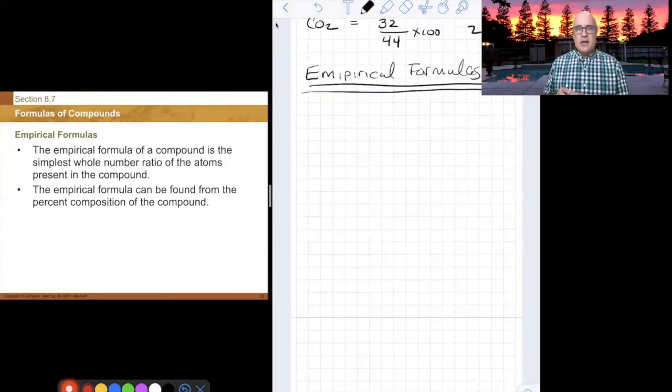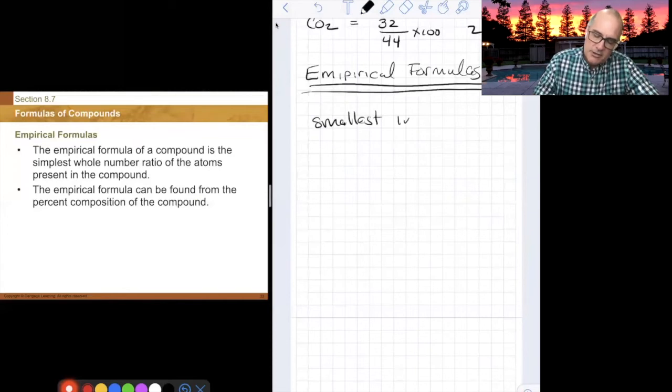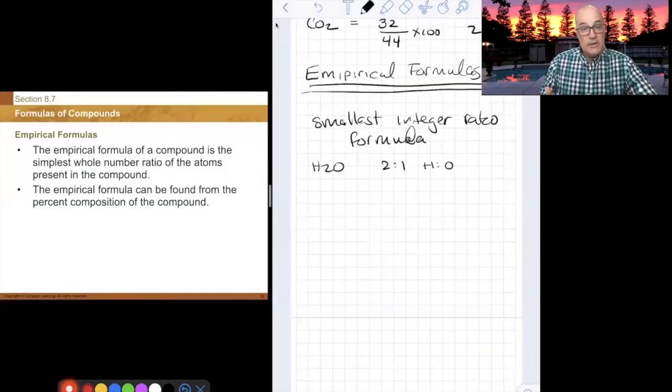The empirical formula of a compound is the ratio in the formula expressed in the smallest integer ratio, right? Now, many times the empirical formula is the same as the molecular formula. So let me write this down: smallest integer ratio formula, right? So let me give you an example. H2O, this is 2 to 1 hydrogen to oxygen, right? We can't reduce any of those numbers anymore. So for water, empirical formula equals the molecular.